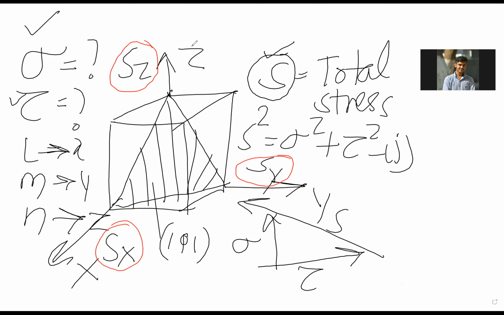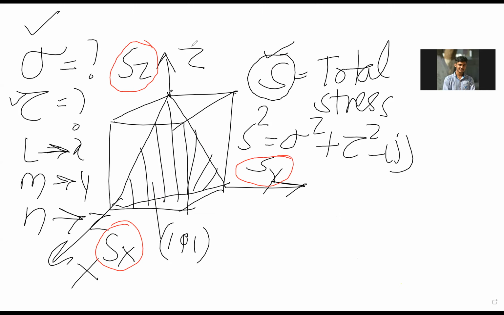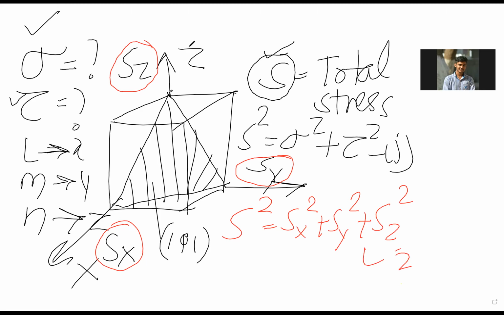So now we can write another equation. I am just removing these lines, I don't think they are required now. We can write the equation in this manner also: S square is equal to Sx square plus Sy square plus Sz square. Okay, you can write it in that format also. So this is equation 2. Now we have two equations.